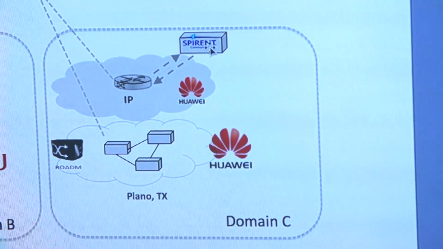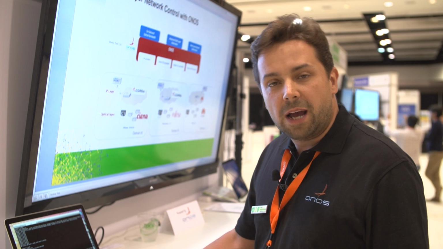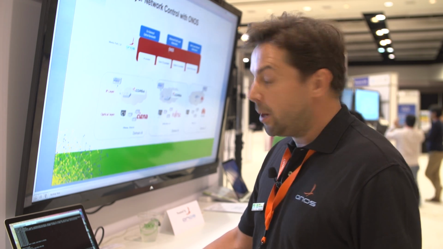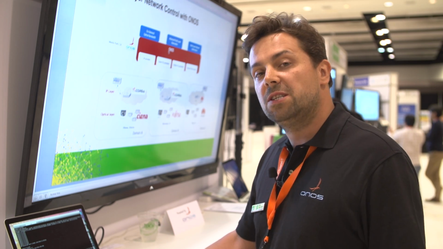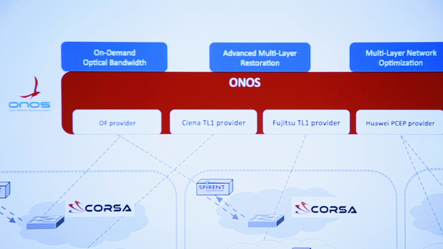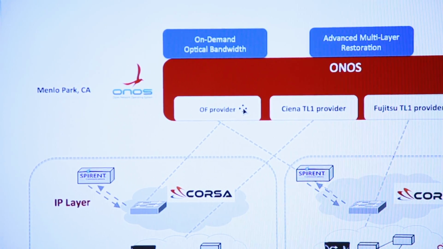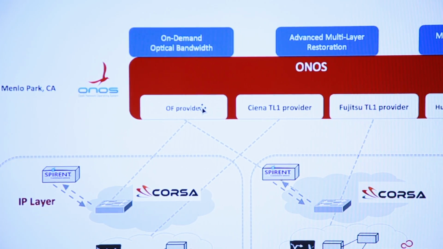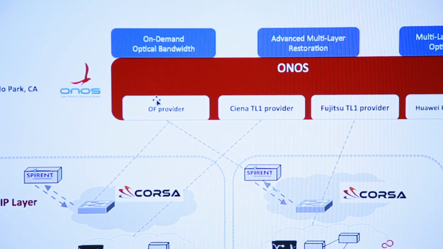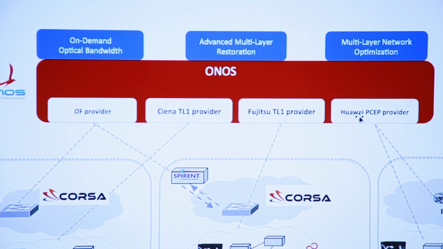In each of those domains, we have a Spirent traffic generator, which will drive the actual traffic through the network. On top of that, we have a single logically centralized control plane, ONOS. This is running in Menlo Park, California, and comes with the appropriate drivers, providers in ONOS speak, to drive the various vendor-specific hardware: OpenFlow, Ciena TL1, Fujitsu TL1, and Huawei PSAP.